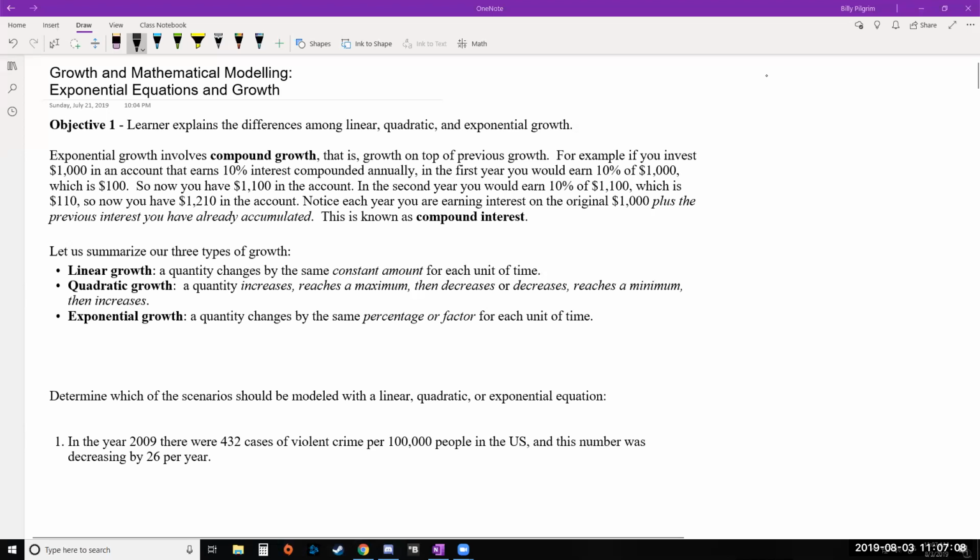of previous growth. So if we summarize our three types of growth here, linear growth was a quantity that changes by the same constant amount for each unit of time. Quadratic growth, remember our parabolas, involves a quantity that either increases, reaches a maximum, and then decreases, or the opposite, it decreases, reaches a minimum, and then increases. And then our new type of growth, exponential growth, is a quantity that changes by the same percentage or factor for each unit of time.